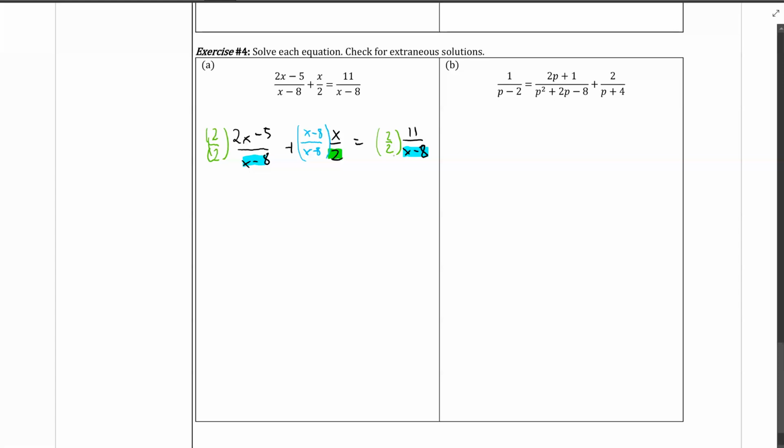And now that all the denominators are the same, let's go ahead and distribute. The first fraction turns into 4x minus 10 all over 2 times x minus 8. The second fraction turns into x squared minus 8x all over 2 times x minus 8. And then this equals 22 all over 2 times x minus 8. And since the denominators are all the same, we can ignore them, which gives us 4x minus 10 plus x squared minus 8x equals 22.